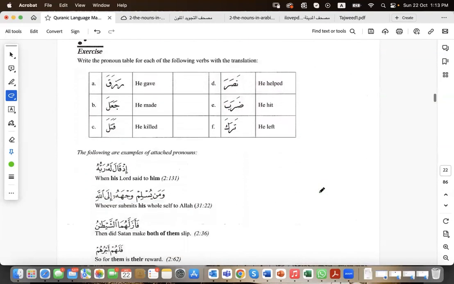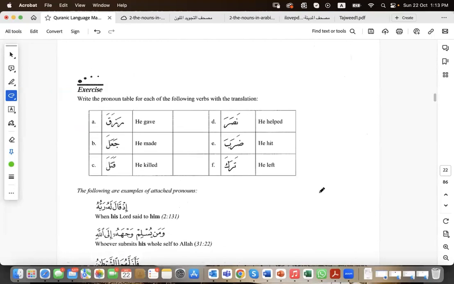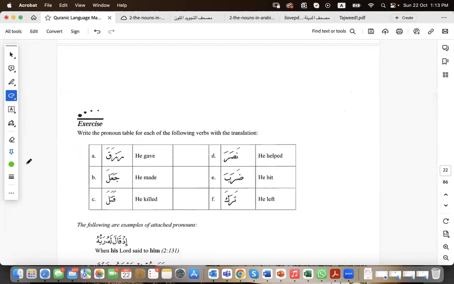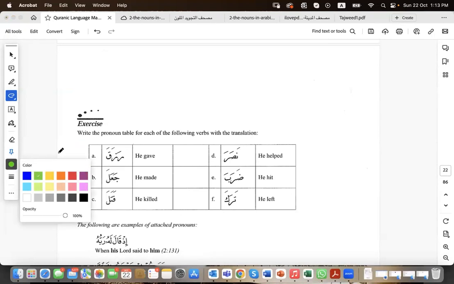Let us have a look at some exercises. We are going to do it together, but I would like you to do the same thing, trying all the pronouns with each and every one of those verbs. So yes, we're going to do it here together, but you need to try doing it on your own, printing out or having different copies of this table, empty, and you fill it with each one of those verbs attached to all the attached pronouns.